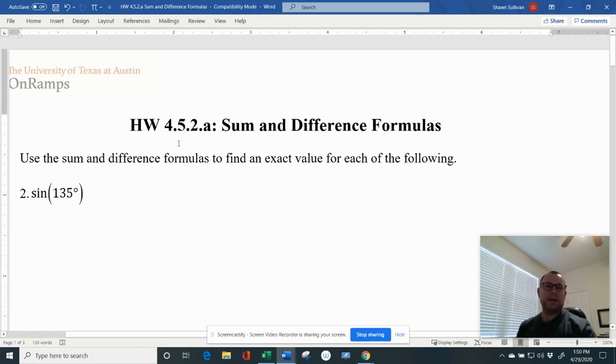All right, welcome back. So I'm going to cover the sum and difference formulas today, if my dog will behave, and do a couple problems. So the first thing we probably need to think about is our formulas for the sum and difference.